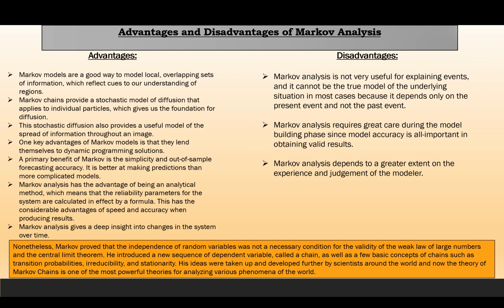This stochastic diffusion also provides a useful model of the spread of information through an image. One key advantage of Markov models is that they lend themselves to dynamic programming solutions. A primary benefit of Markov is the simplicity and out-of-sample forecasting accuracy. It is better at making predictions than more complicated models.